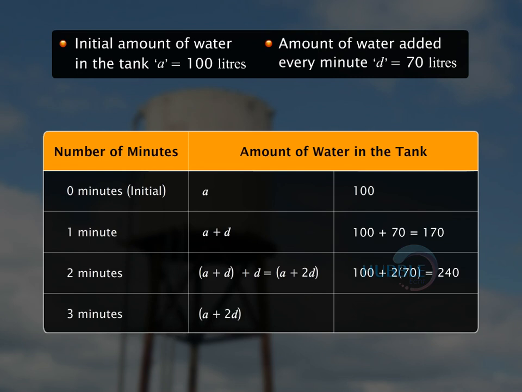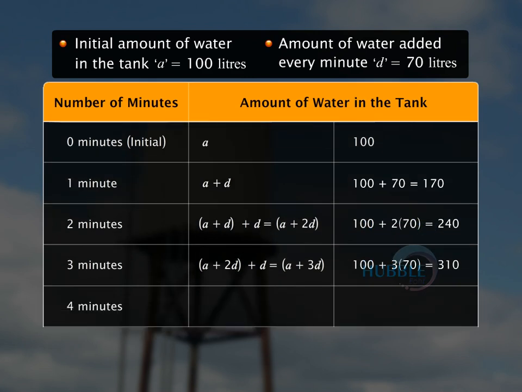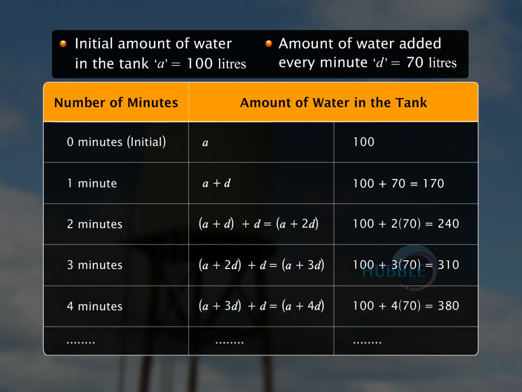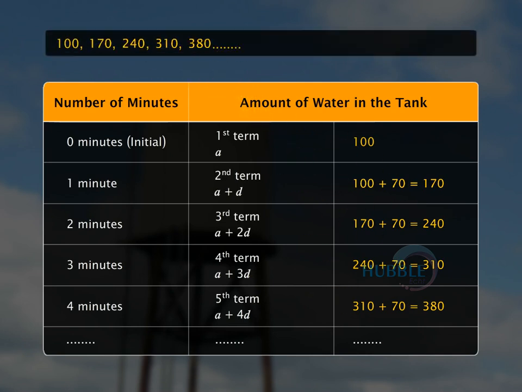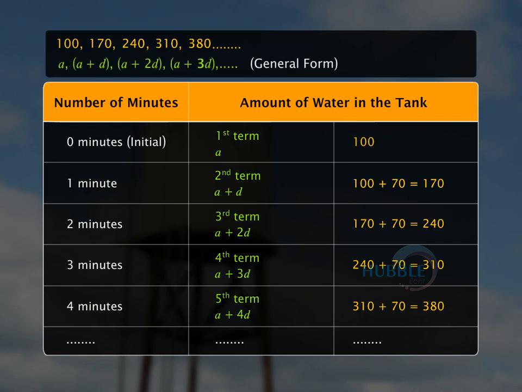Thus, after 2 minutes, the tank will contain 240 liters of water. Similarly, to find the amount of water after 3 minutes, we find the sum of 100 liters and 3 times 70 liters of water. So, the amount of water after 3 minutes will be 310 liters. In this way, we can find the amount of water the tank will hold after 4 minutes and so on. Observe that these numbers are in an arithmetic sequence because the difference between any two successive numbers is 70. In other words, each term except the first is the sum of the immediate preceding term and the common difference. This form is known as the general form of an AP.